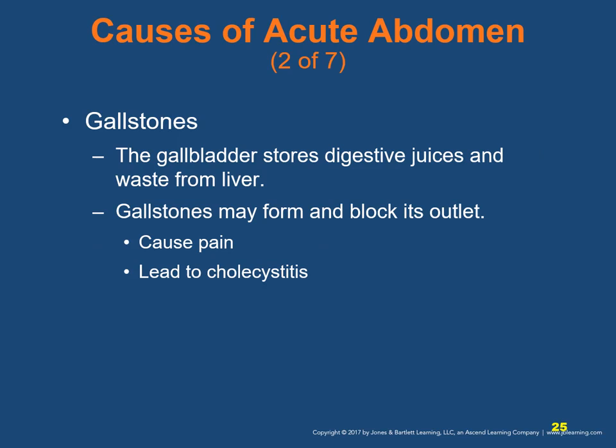Gallstones are a major problem in the abdomen and a common one. The gallbladder itself is a storage pouch for digestive juices and waste from the liver. Gallstones may form, and if the blockage does not pass, it can lead to severe inflammation of the gallbladder called cholecystitis. The phenomenon of cholecystitis is a result of a condition that causes the wall of the gallbladder to become inflamed. The gallbladder can rupture in severe cases, and cholecystitis presents as a constant severe pain in the right upper or mid-abdominal region and may refer to the right upper back, flank, or shoulder area.